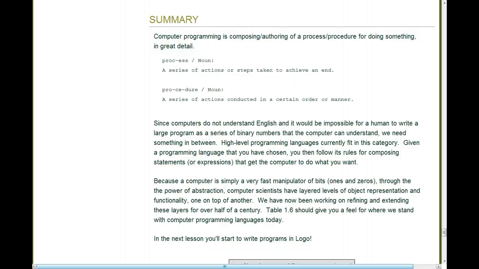In the following 18 lessons, you will learn the basics of computer programming. We will work together writing programs in the Logo programming language. It should be fun.